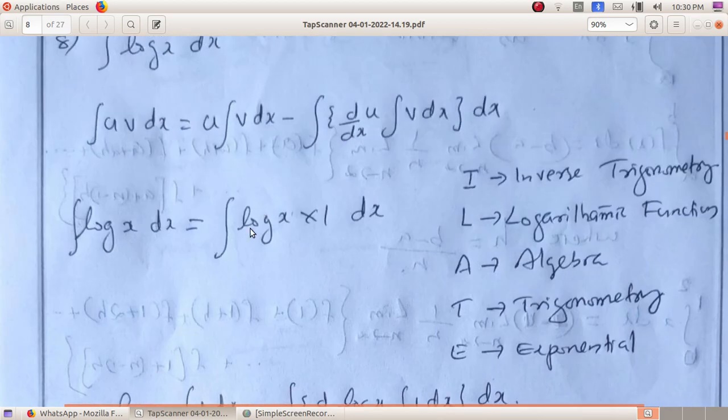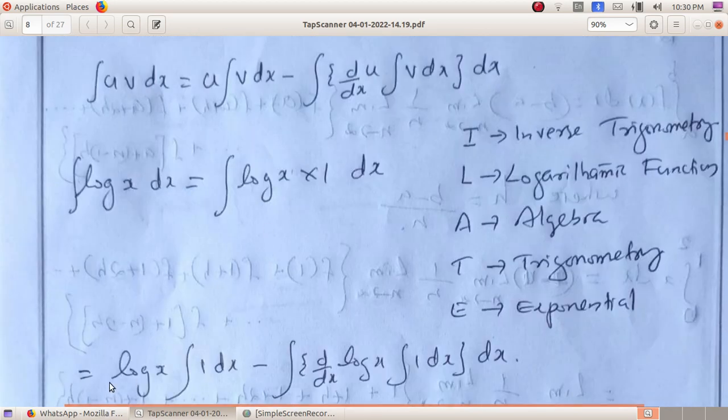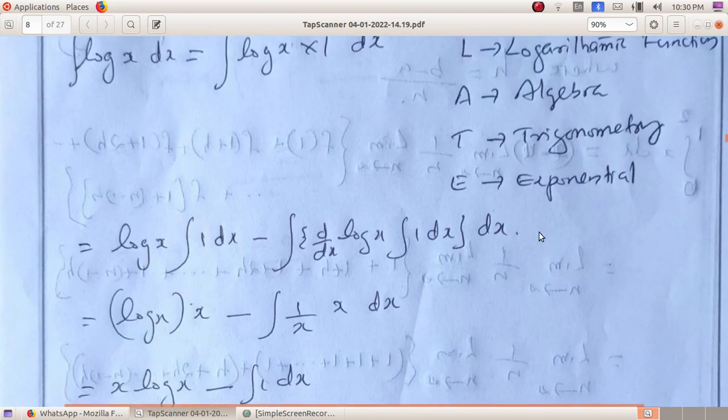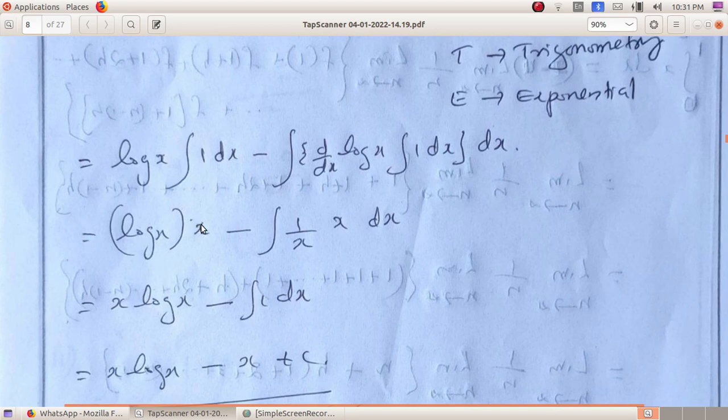Then applying the formula, u into integral of v dx minus integral of derivative of u into integral of v. So this formula is applied where u is equal to log x and v is equal to 1. Then this line is obtained. Log x into integral 1 dx, x, minus derivative of log x, 1 by x, into integral 1 dx, x, and this dx. These x's are cancelled, so integral 1 dx means x, so x into log x.